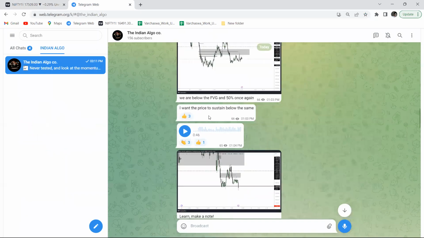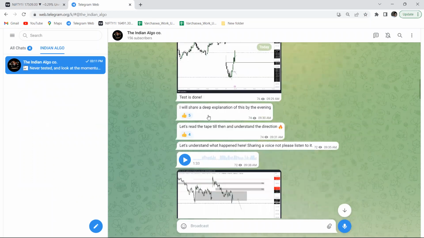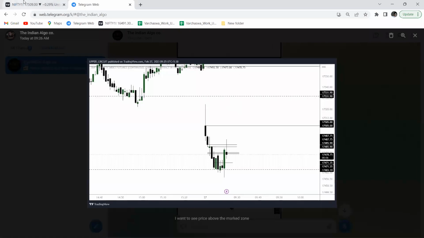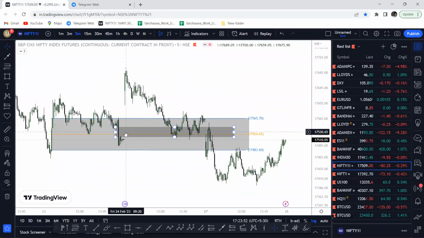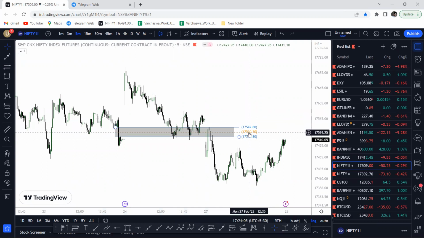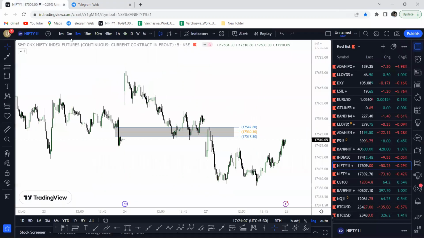And what was the level today that I had shared with the Telegram people? Let me just check. The level was 17,531.90. So this was the 50% of this area. All right, do you see the level? I'll just remove this particular area, 17,530. So there must be some plotting error, but yes, it was the same area that I wanted to look for.